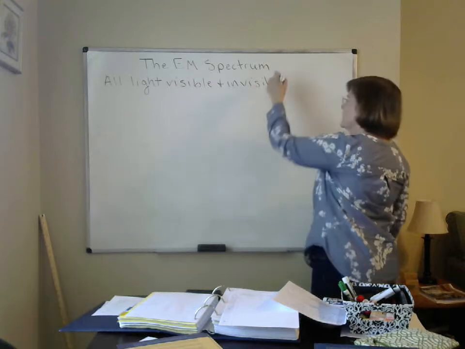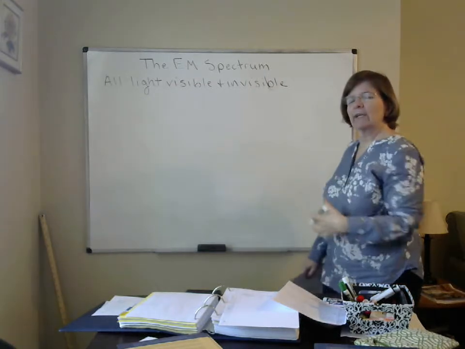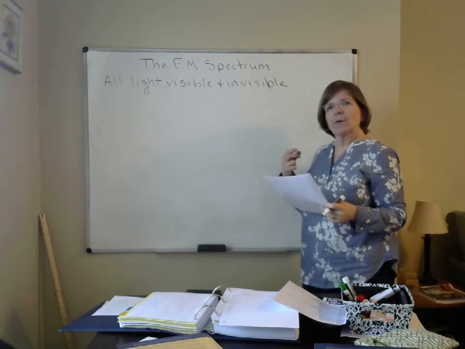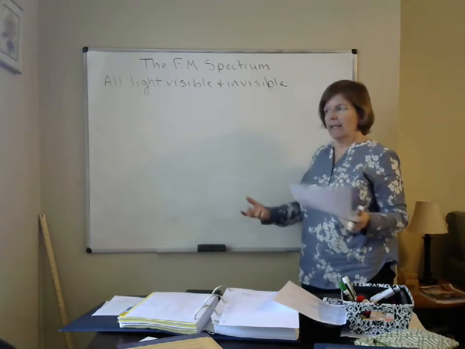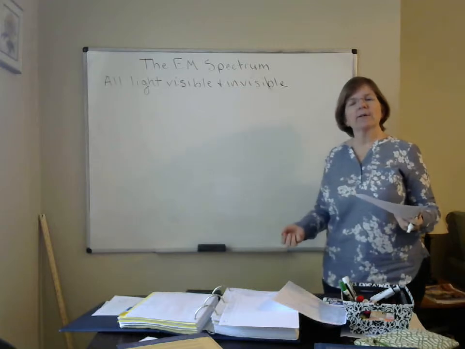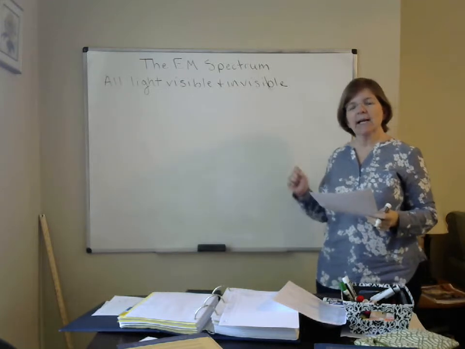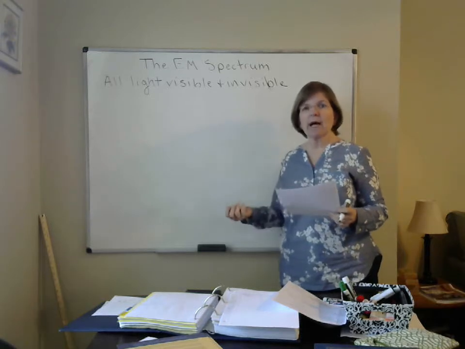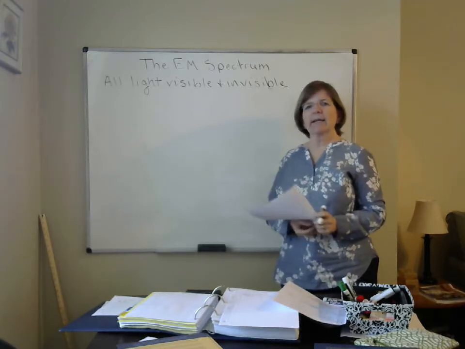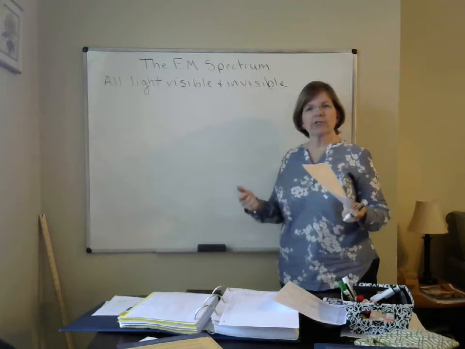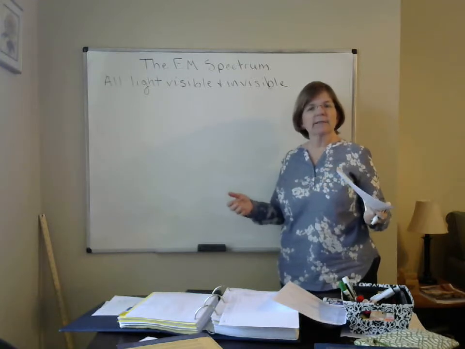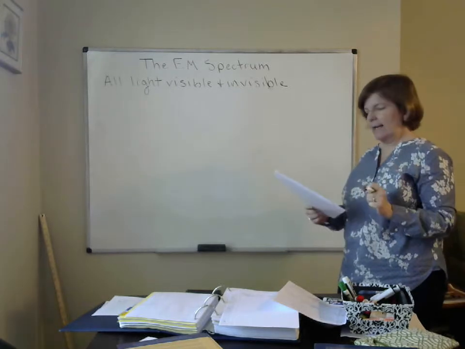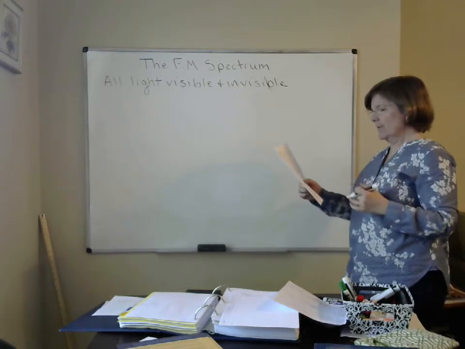Or oftentimes we call this electromagnetic radiation. Of the electromagnetic waves out there, we can only see a tiny, tiny part. That tiny, tiny part we see is called visible light. We know that it's made up of colors: red, orange, yellow, green, blue, violet. Those are the colors of visible light. Most light is not visible.